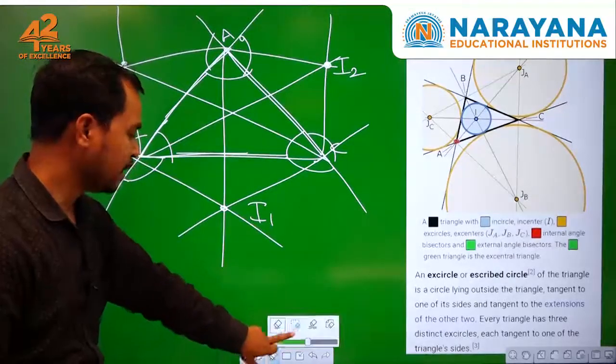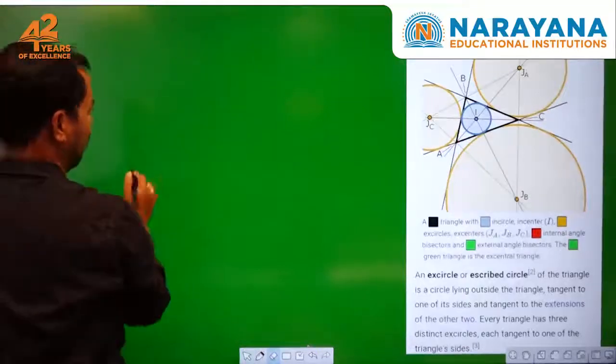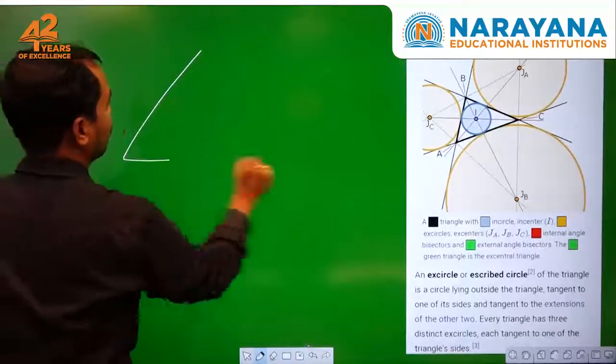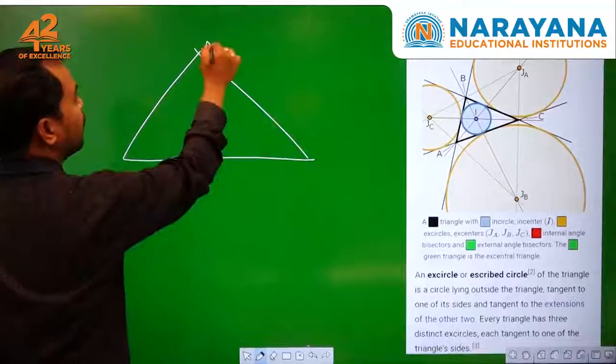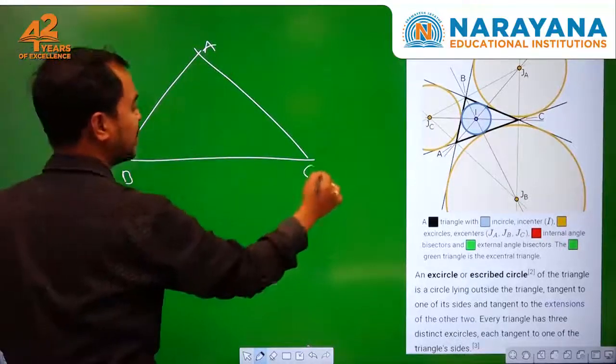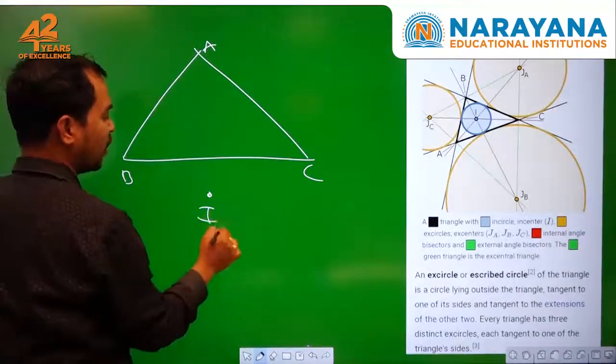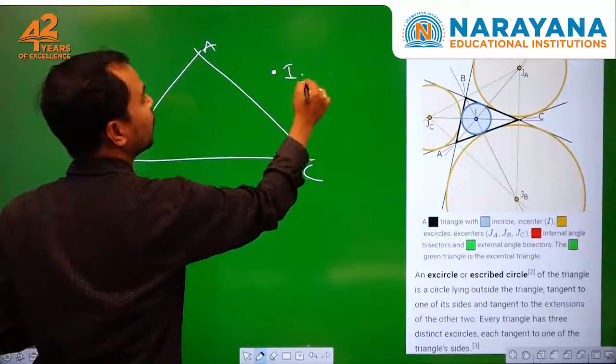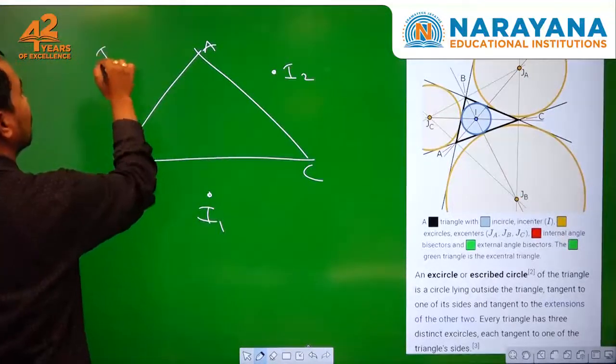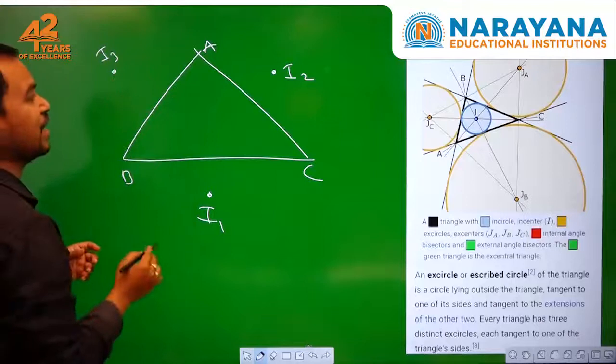For example, let us see the properties. If I take triangle ABC, this is roughly I1 here, this is I2 here and I3 here. Now I1, I2, I3 are excenters.